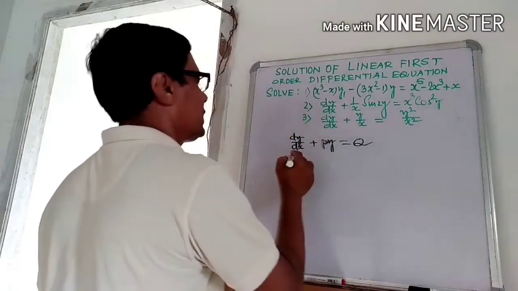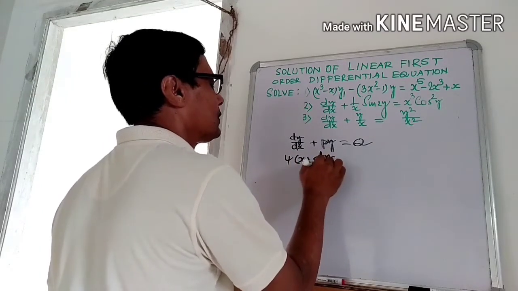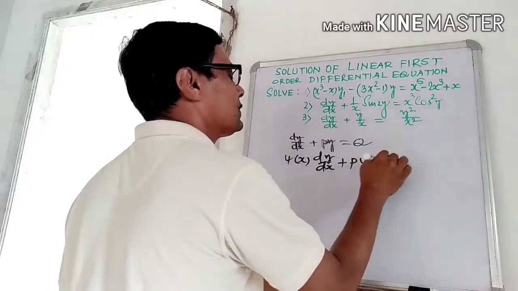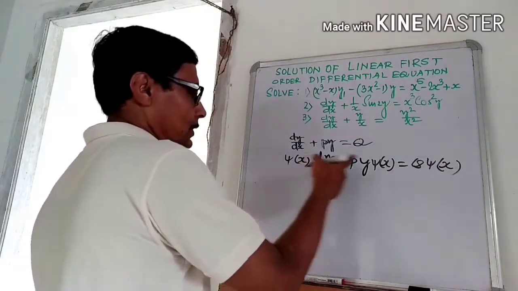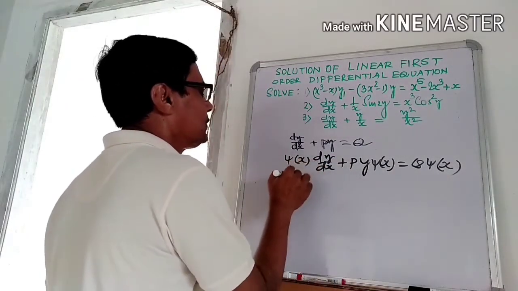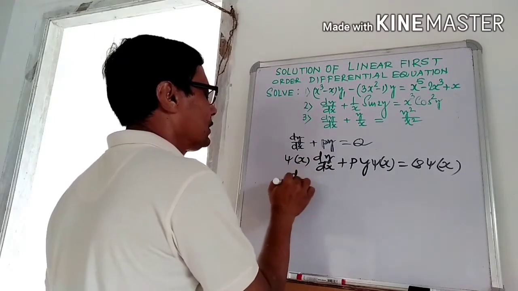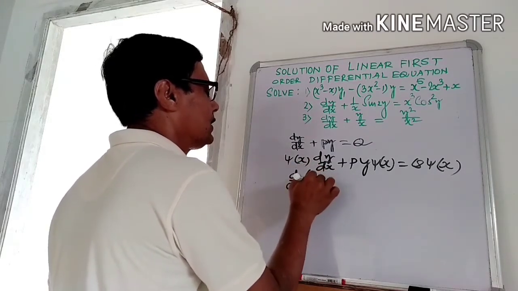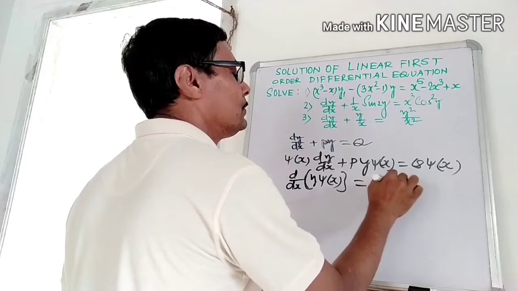So we multiply this equation by psi(x): psi(x) dy/dx + p y psi(x) = q psi(x). Now the left hand side becomes a perfect differential. So we can write it in perfect differential form, that is d/dx of (y psi(x)) = q psi(x).